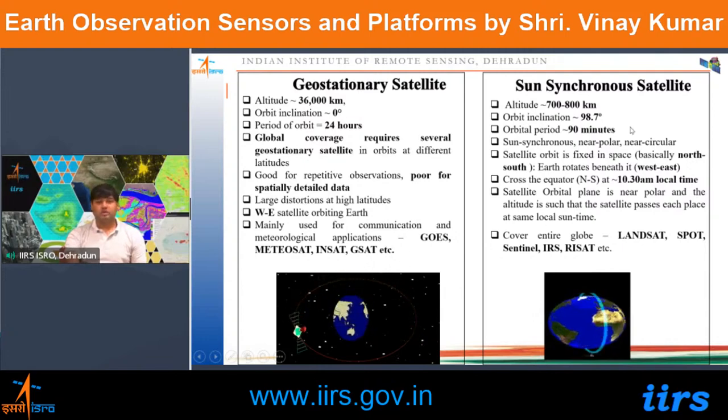Coming to sun synchronous satellites, most of your remote sensing satellites are going to have this kind of altitude, 700 to 800 kilometers, but these are examples. It may vary from 600 to 900, 1000, and so on.